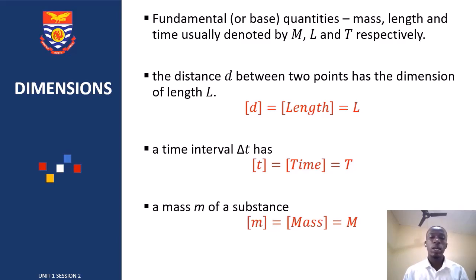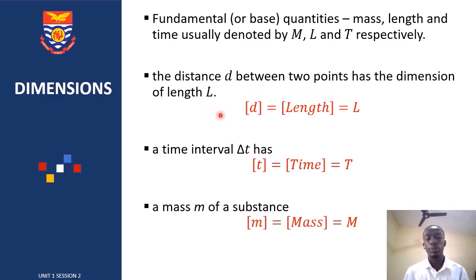Let's look at the fundamental or base quantities that we'll be using here. Let me use a laser pointer. We are going to use mass, which is represented by a big M; length, which is represented by a big L; and time, which is represented by a big T. So the distance D between 2 points has the dimension of what?